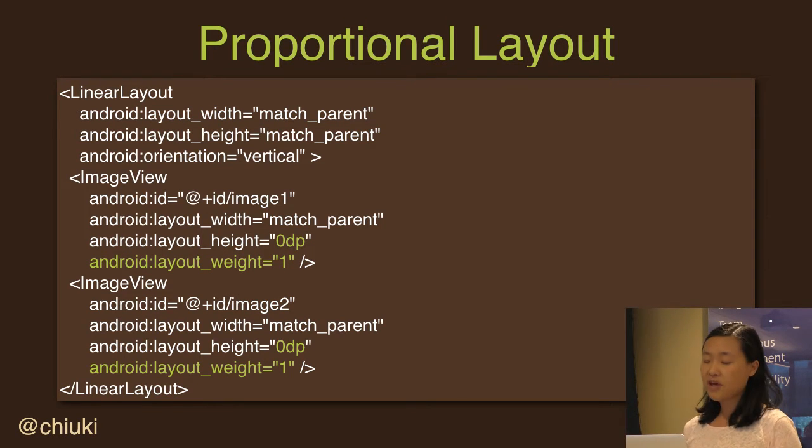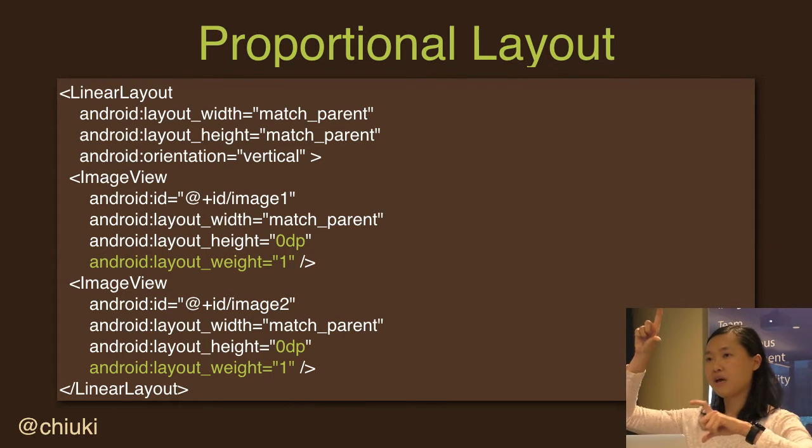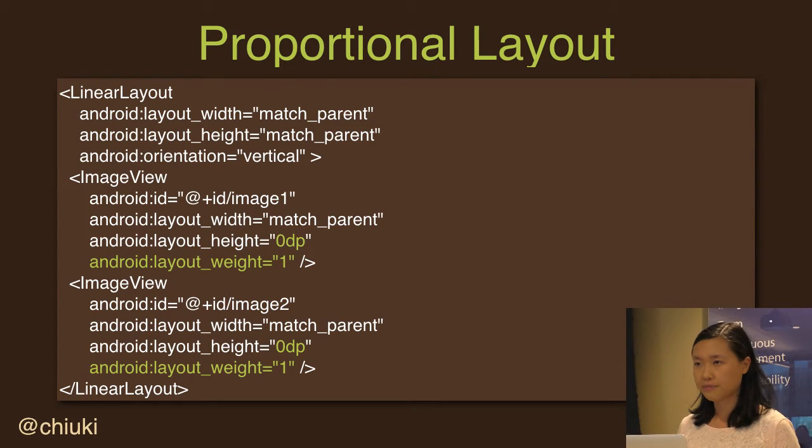So you can see that both of them have weight of 1. This means that I want them to be equal. So no matter how big the screen is, each image will still take 1/2 of the screen, right? So instead of hard coding, I want it to be 400 pixels, right? And if you do that, then it will look funny on the screen that is not 800 pixels tall.